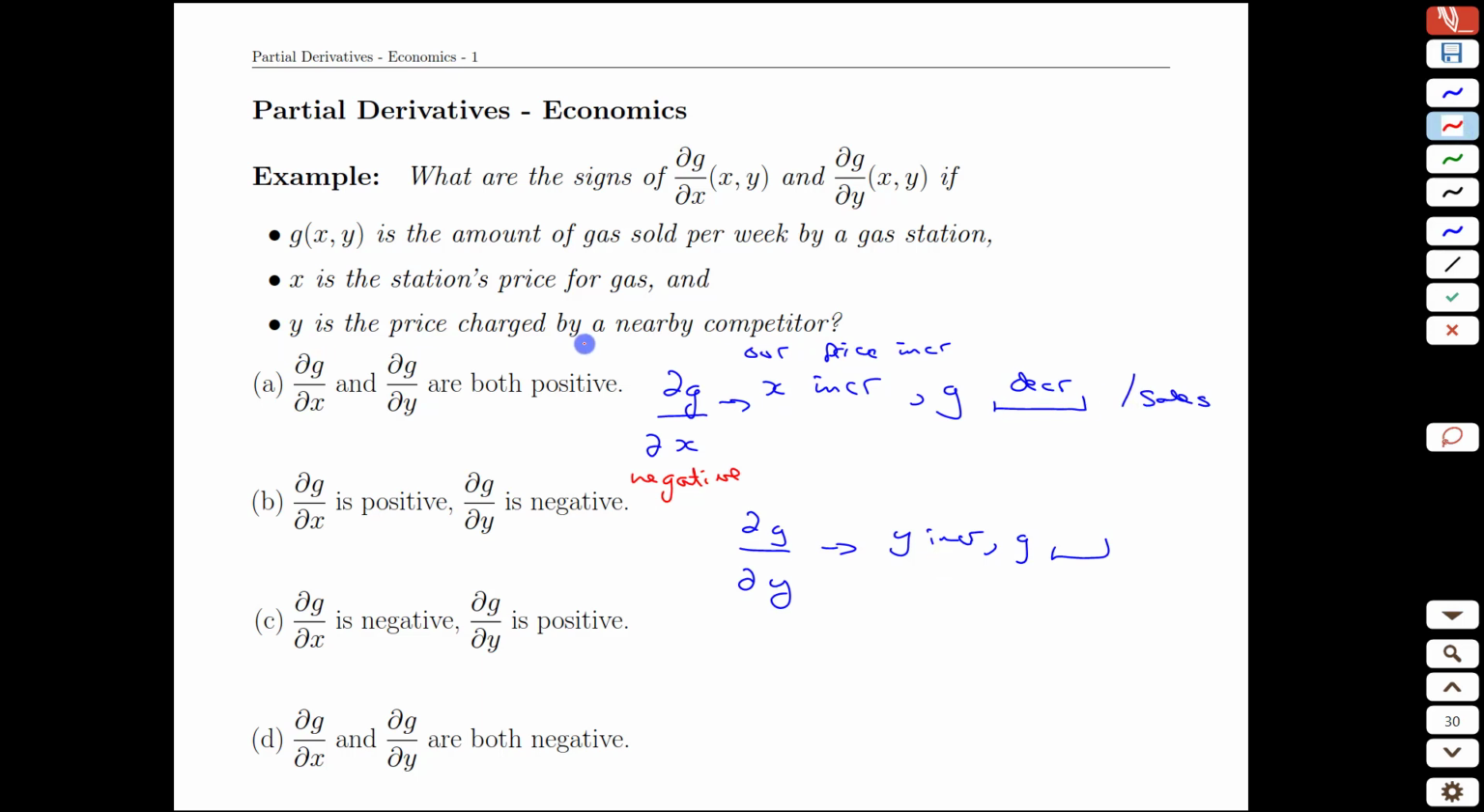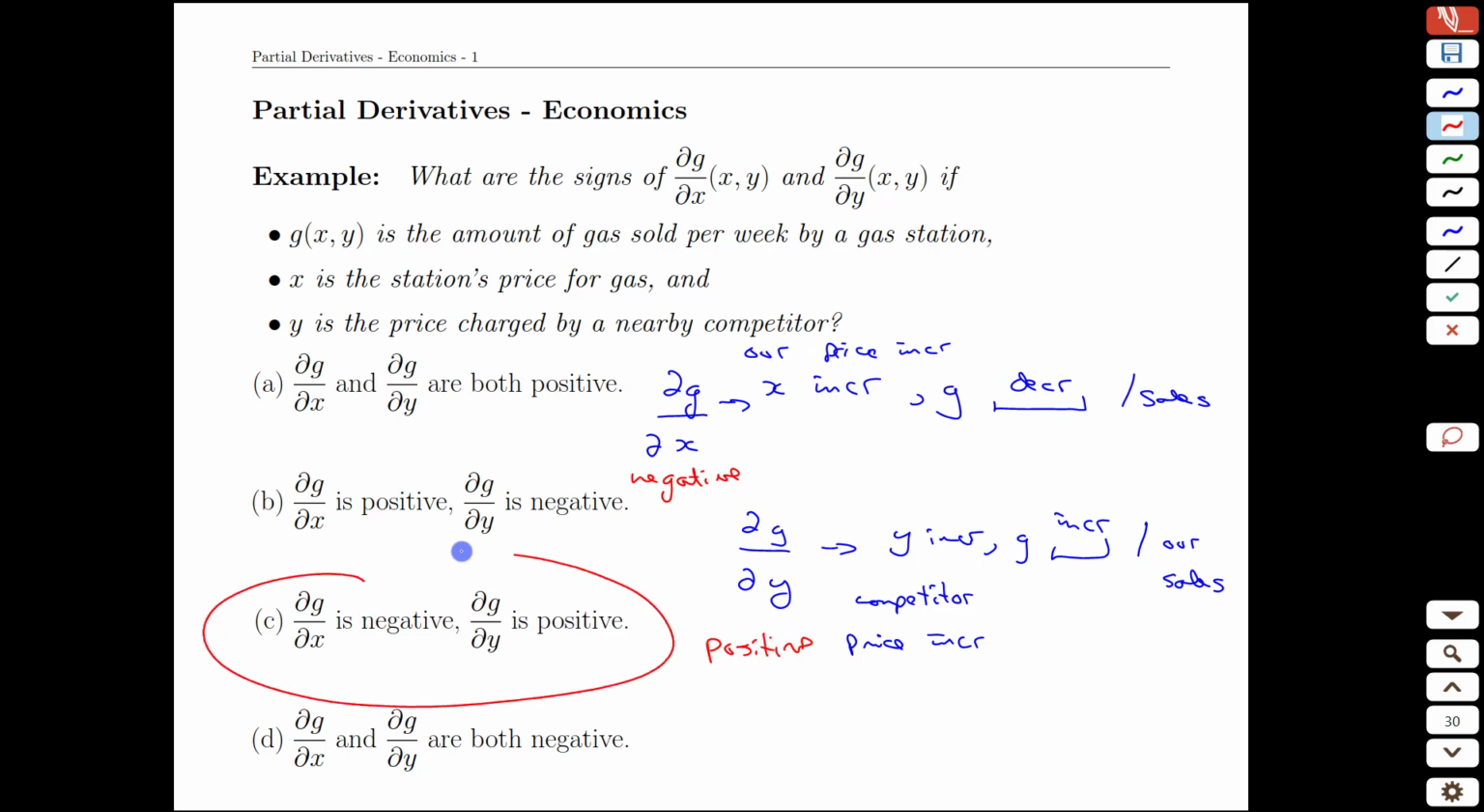In contrast, if Y is the price charged by a competitor, in other words, the person that is also selling gas, if our competitor's price increases, if shoppers have a chance to view that and compare, they're going to come and buy more from us. And so our sales, G is still all about us, are going to go up. Our sales are going to increase, and so this derivative of G with respect to Y will be positive. So we're looking at option C out of the catalog here.